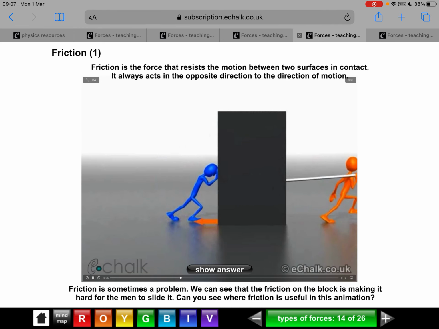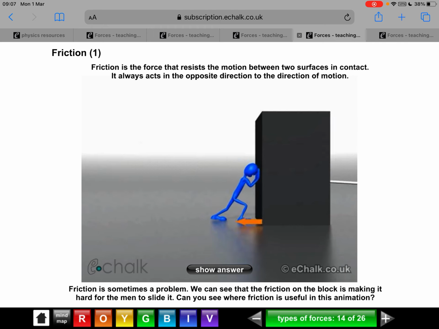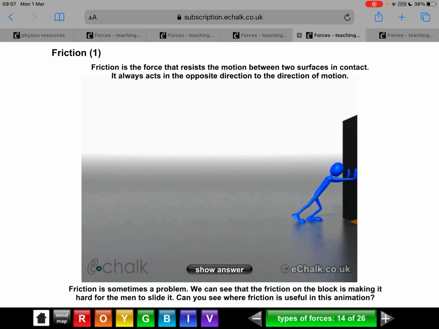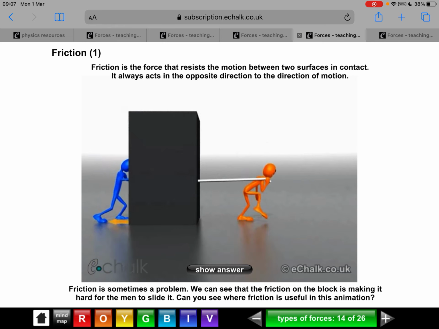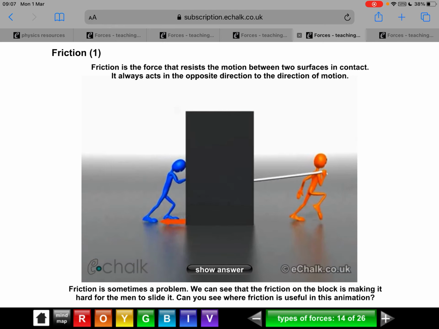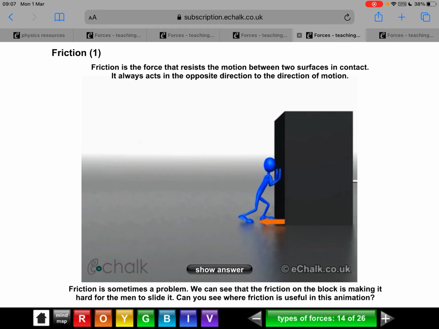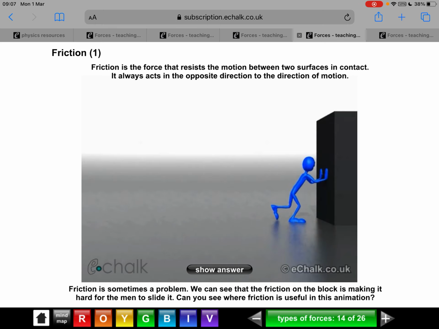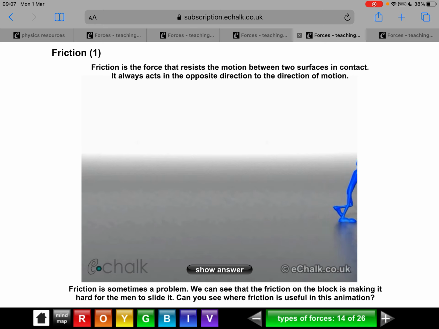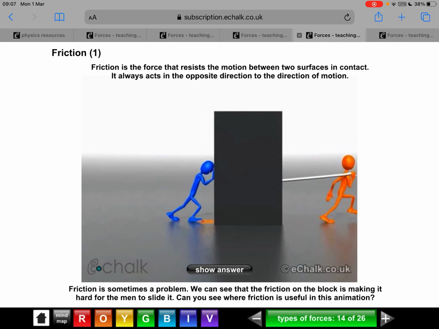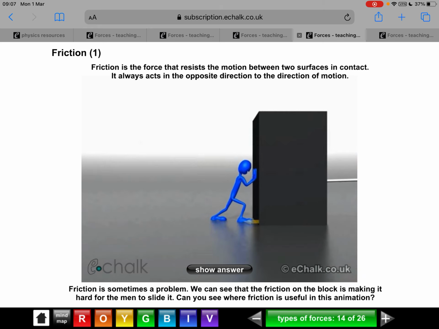We're also going to be looking at friction, and friction is also a force, and it always acts in the opposite direction to motion. You can see from the animation they're pushing the block to the right hand side of the screen, and you'll notice an arrow appearing at the bottom of the block pointing left. They're trying to push the block to the right, and while they're doing that there's friction between the block and the floor, acting in the opposite direction to the left. Obviously in this case friction is a problem because it's making it difficult for movement to happen.